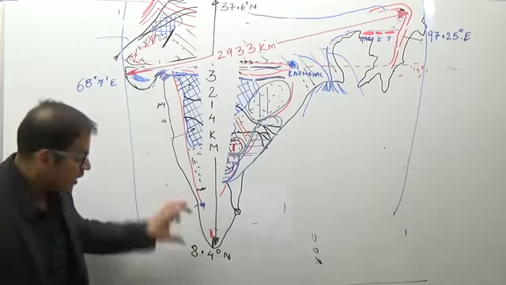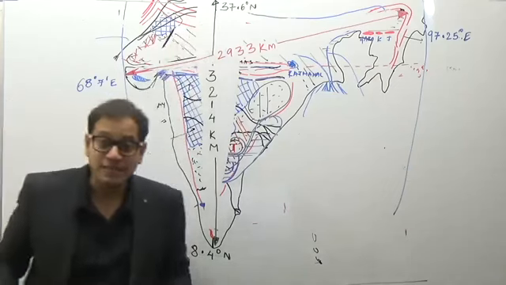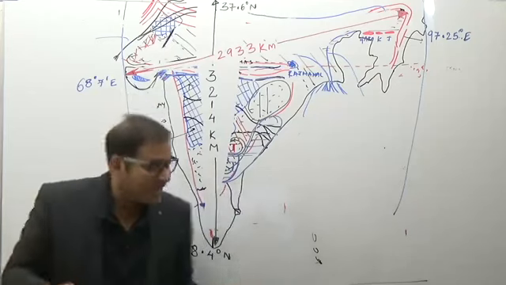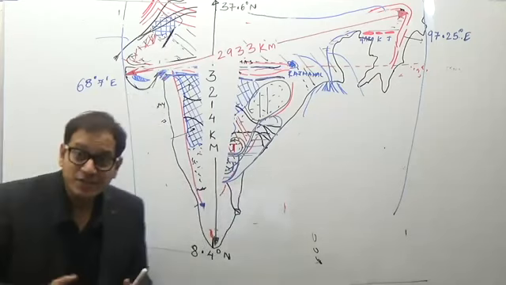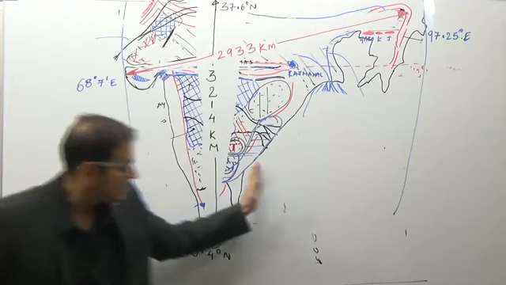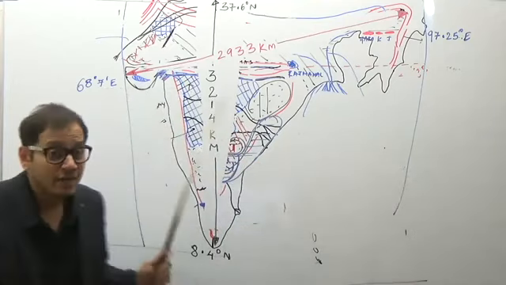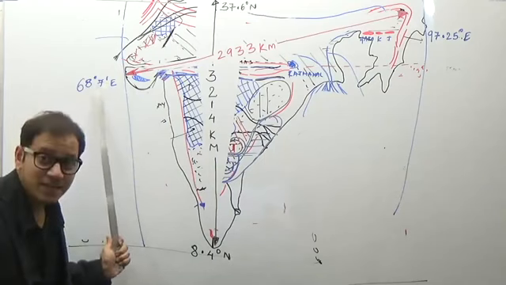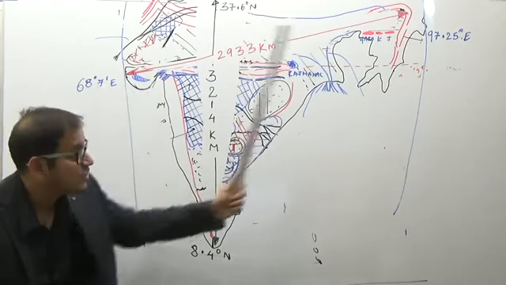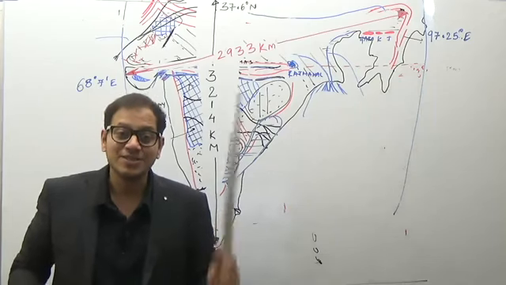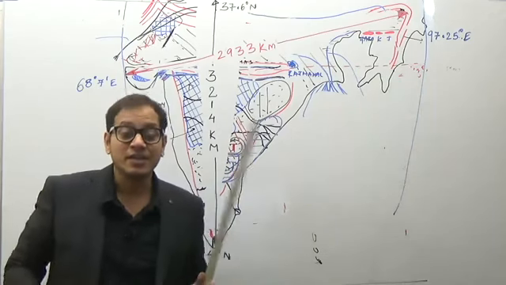Are you getting me? 8.4 to 37.6. What is the latitudinal extent of India? Somewhat around 30 degrees. What is the longitudinal extent of India? Longitude means these lines are longitudes. What is the longitudinal extent of India? From 68.7 degree east to 97.25 degree east. This is the longitudinal distance of India, somewhat around 30 degrees.